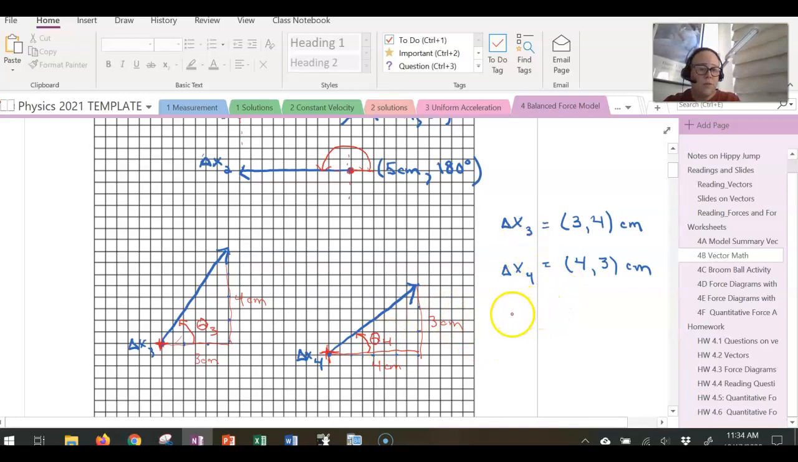So for Δx3, that angle, theta 3, is the arctan of the opposite over adjacent side. So let's see what that is, which is 53.13 degrees. And the angle for theta 4 is the arctan of opposite over adjacent, 3 over 4, which is 36.87 degrees.